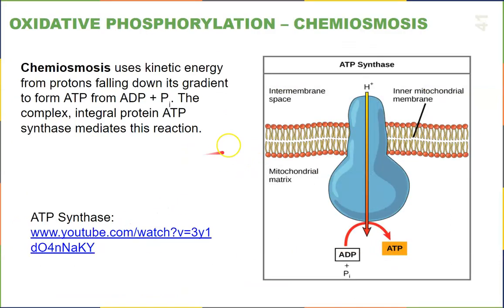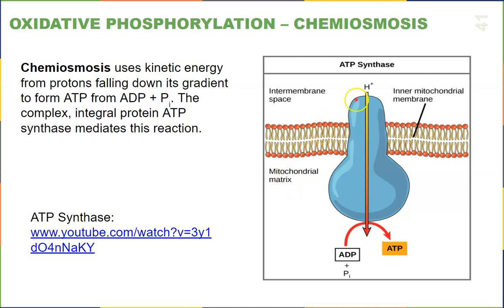So here's the good part. Here's our intermembrane space where we've pumped all the hydrogens, and now they want to move back through because it's a really high concentration gradient. They want to get out of there. They want to go to the low concentration area, which is the inside portion of the mitochondria, the matrix.